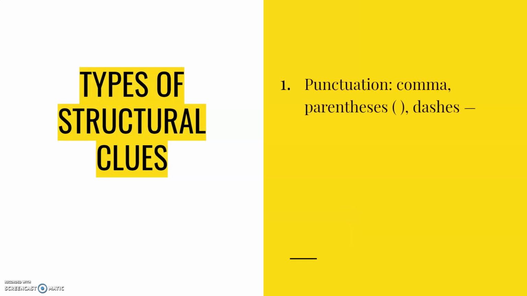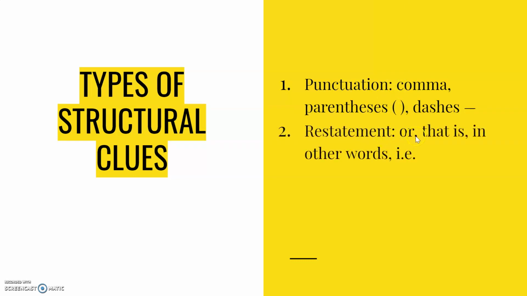So what are the types of structural clues? The first is punctuation, such as commas, parentheses, dashes like this, or even like this. And the next is restatement, such as or, that is, in other words, i.e., or examples such as for example and e.g. If you read any of these clues, they might give you some clues to understand the meaning of a word.